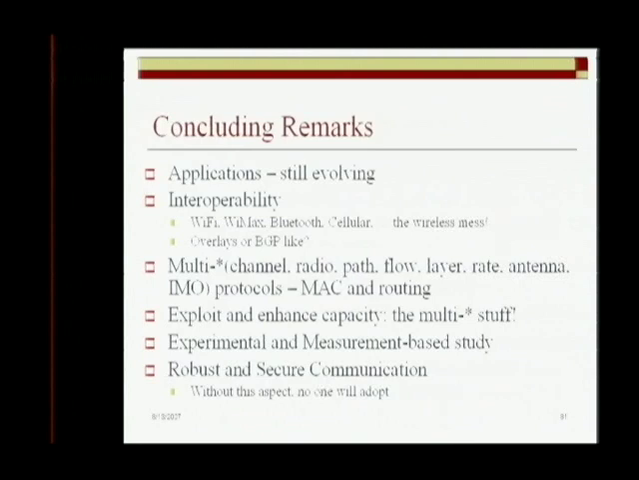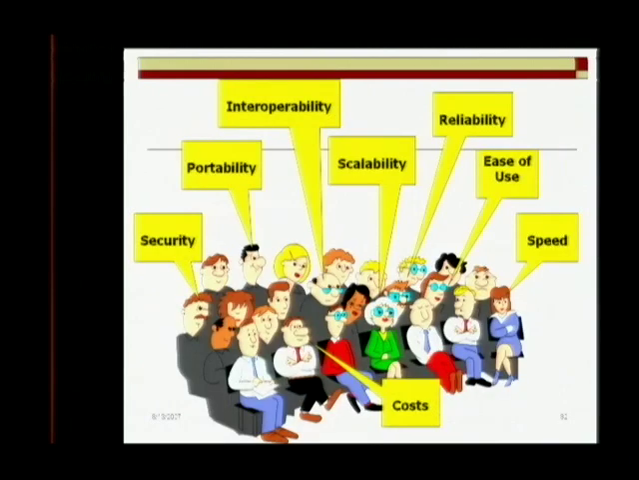So one thing that we need to worry about is what the user needs. The user needs security, portability, interoperability, scalability, reliability, ease of use. This is a big thing. If Orbit is not easy to use by other researchers, they will not use it, irrespective of how good it is. Of course, we all deal with speed issues, and you always have to worry about all these issues with the bottom line constraint of the cost.